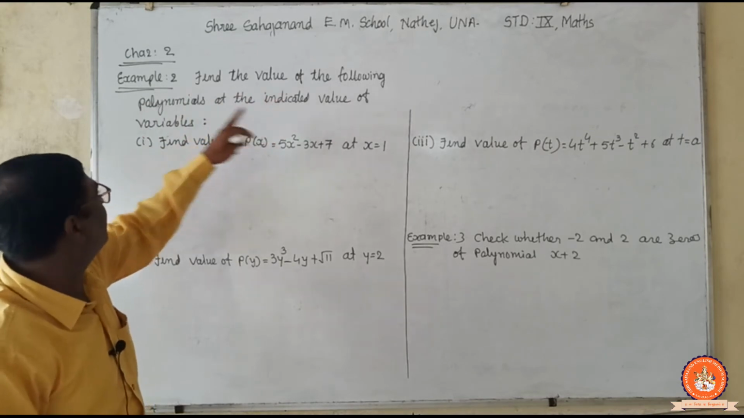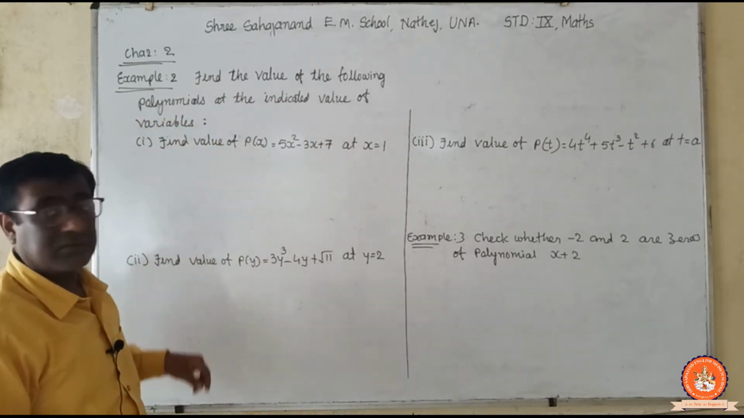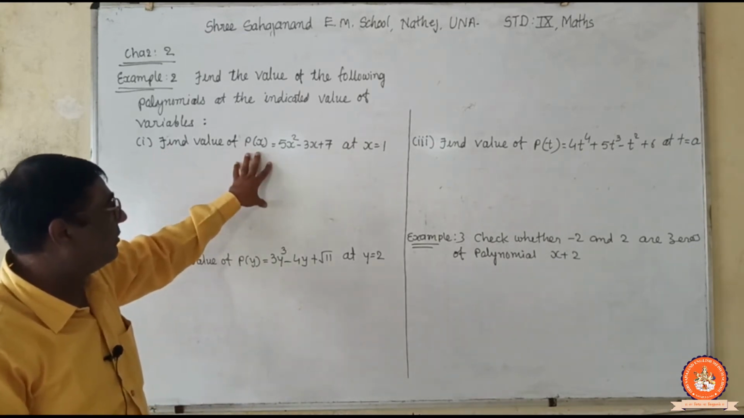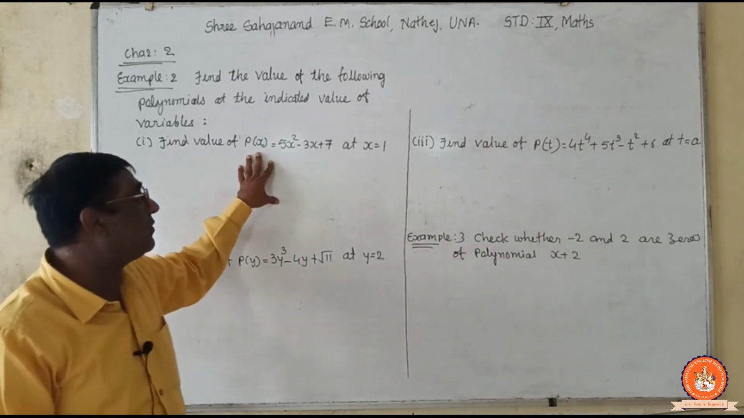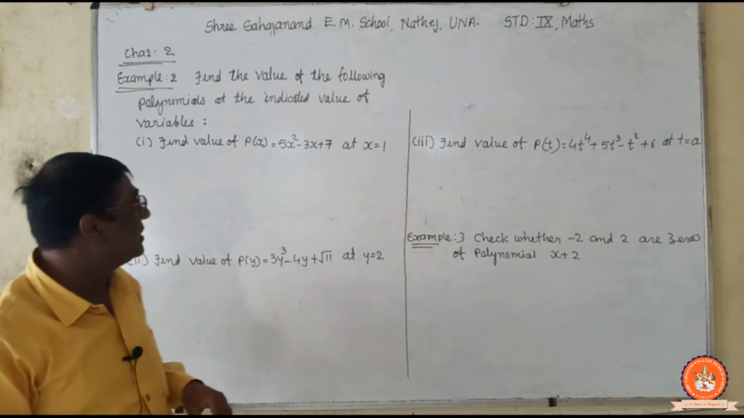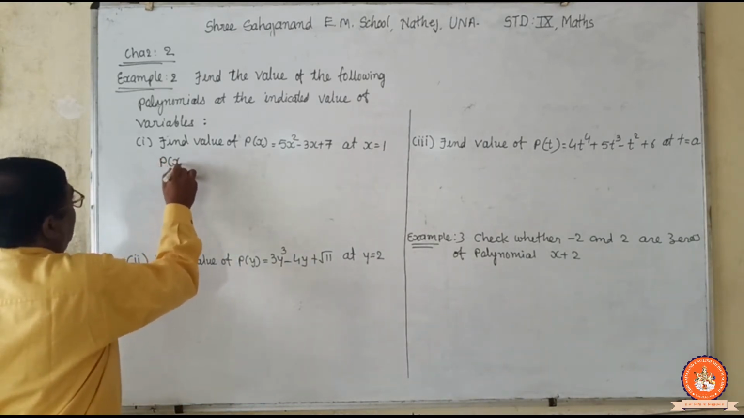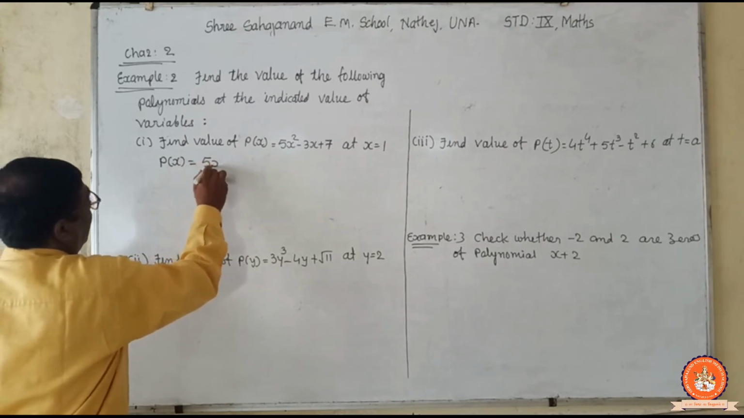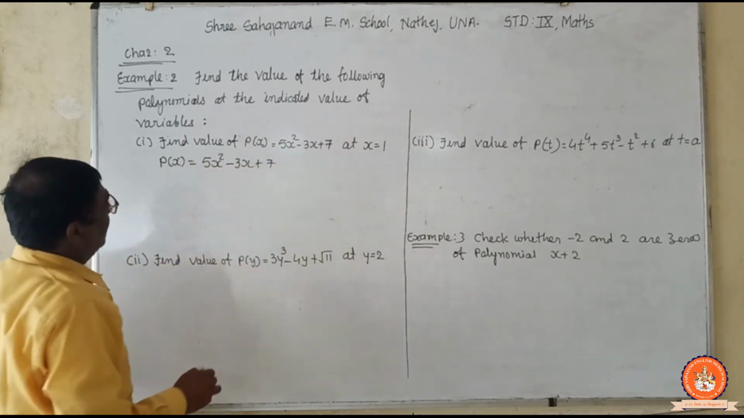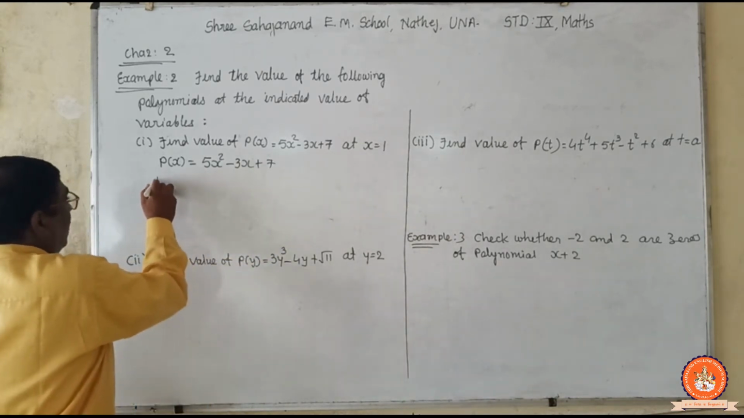Find the value of the following polynomials at indicated values of variables. Okay, so we have to find the value of this polynomial by replacing the value of x given here in each one. Now p of x is equal to 5x square minus 3x plus 7. We have to replace x by 1, which will be written as p of 1.